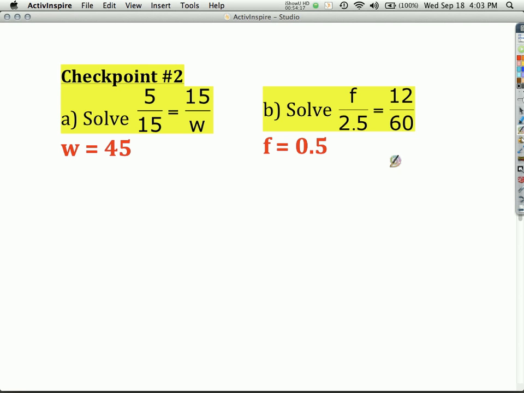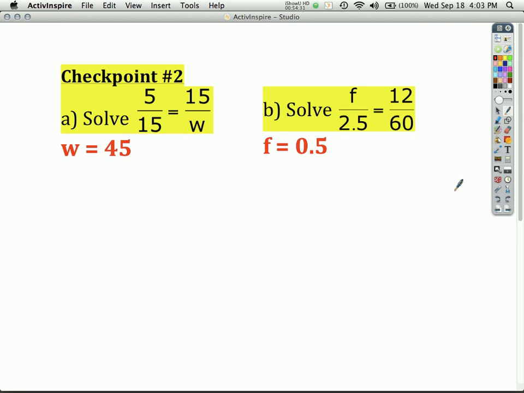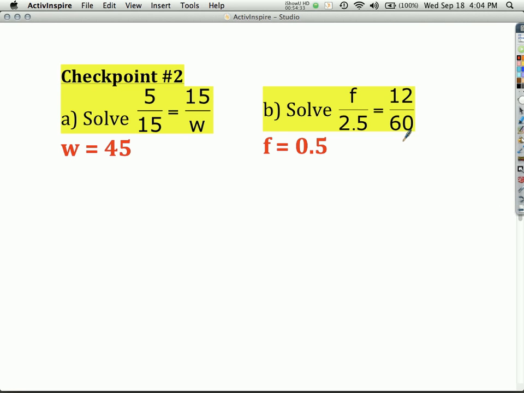Part A you should have done mentally, or at least I would expect you to. So 5 times 3 is 15. 15 times 3 will be 45. Part B you could do mentally, but you'd have to be really strong with math. Or you could use cross products, or you could put this in simplest form. A lot of different things you could do. Yes? Okay. Not a big deal.